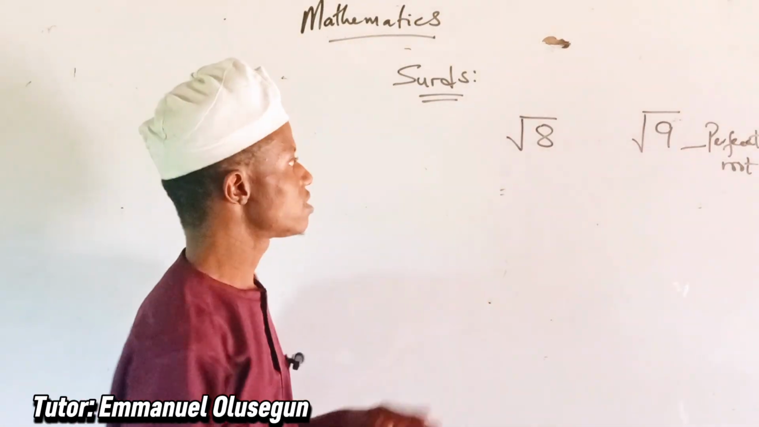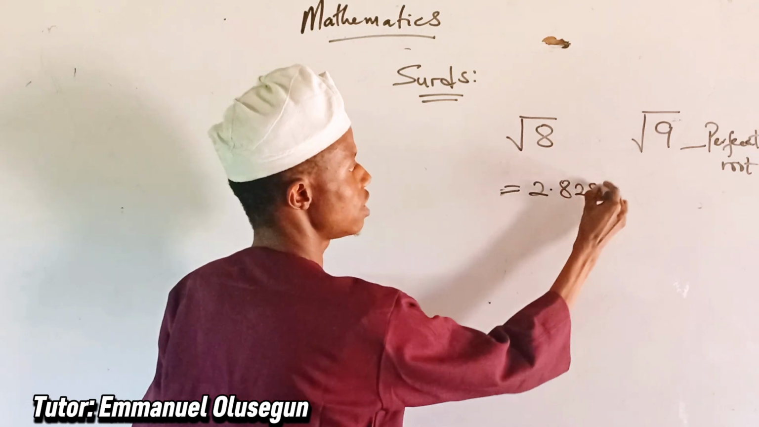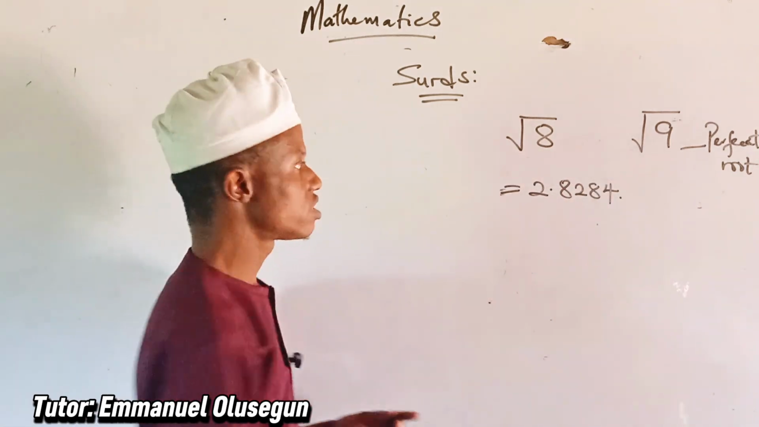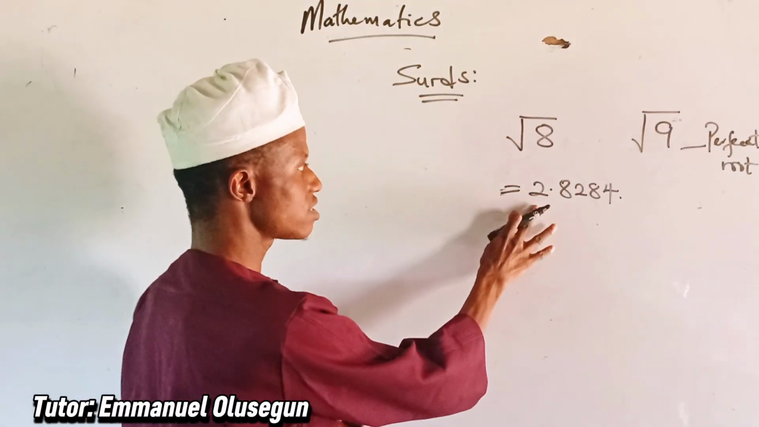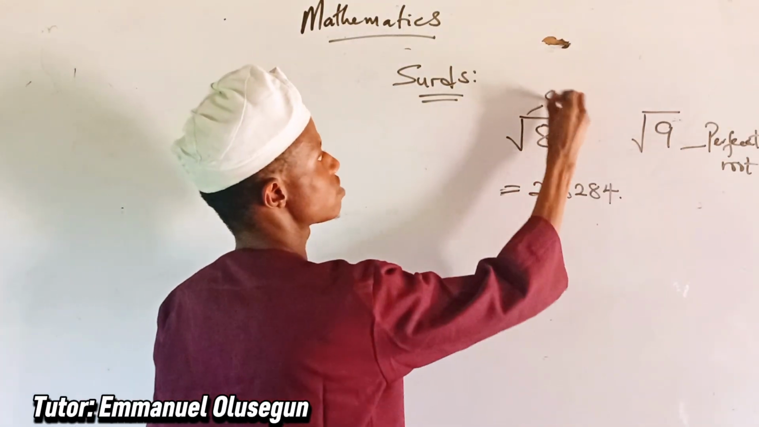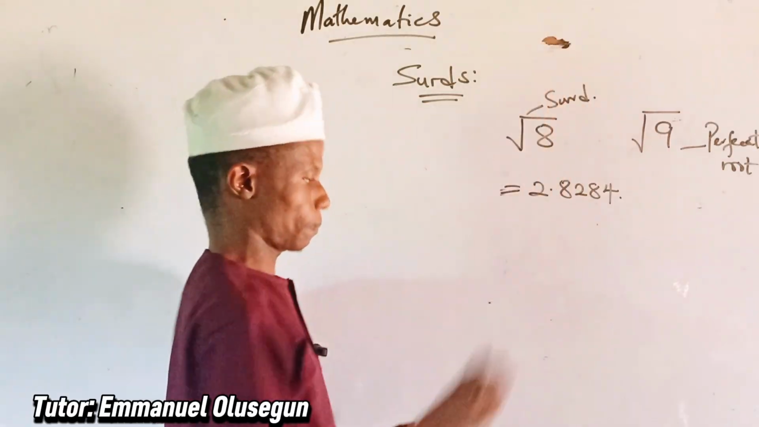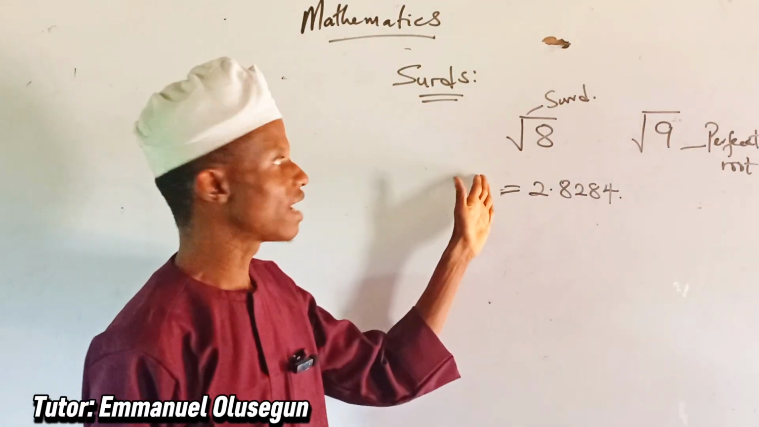Now, the square root of 8 is 2.8284, which is a result giving a recurrent decimal. So this is an irrational number, and hence the square root of 8 is a surd. So in today's lesson, we are going to be taking a look at the process of simplifying surds.